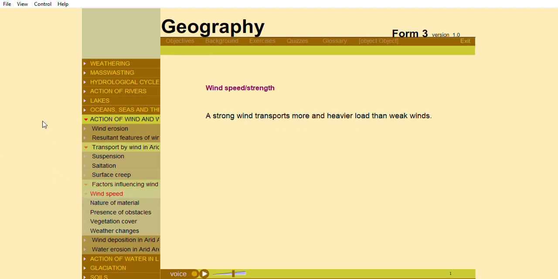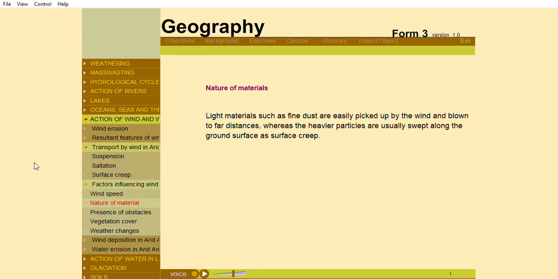Wind speed or strength. A strong wind transports more and heavier load than weak winds. Nature of materials. Light materials such as fine dust are easily picked up by the wind and blown to far distances, whereas the heavier particles are usually swept along the ground surface as surface creep.